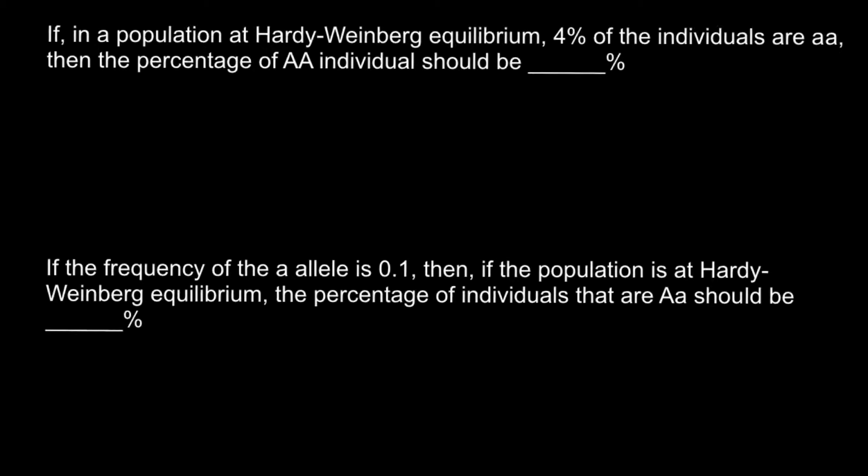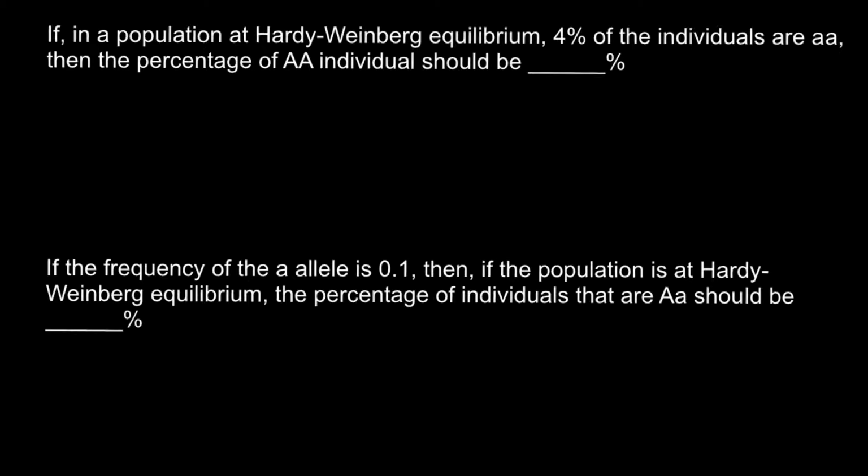If in a population that is in Hardy-Weinberg equilibrium 4% of the individuals belong to the genotype small a, or homozygous recessive, then the percentage of homozygous dominant individuals should be. So in order to solve this problem we have to know the Hardy-Weinberg formula.